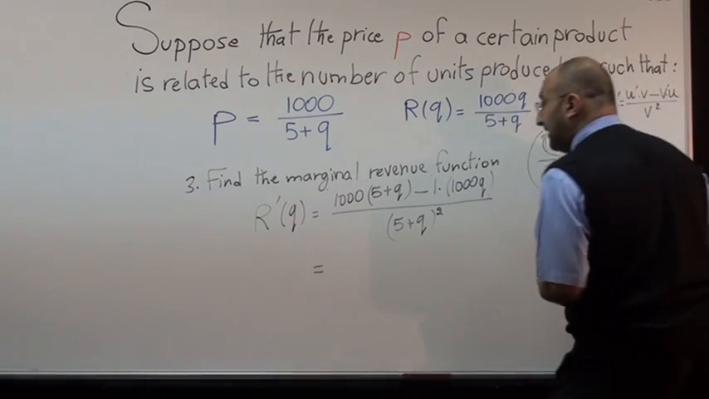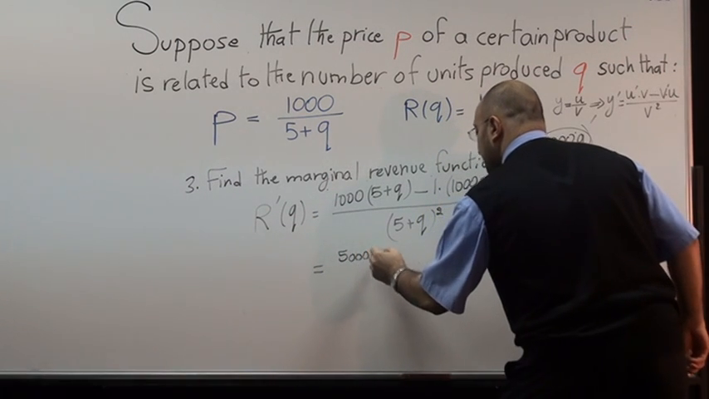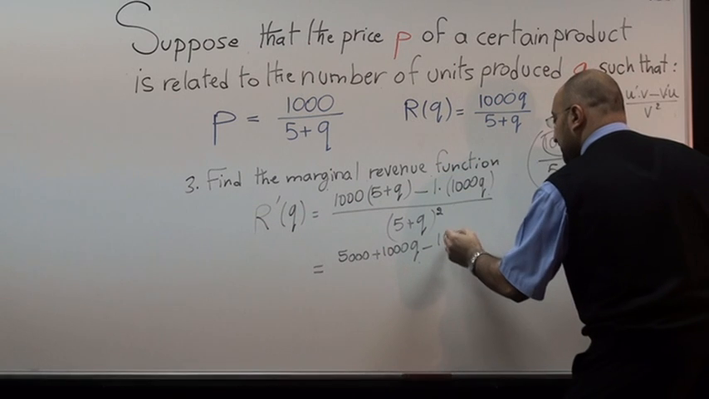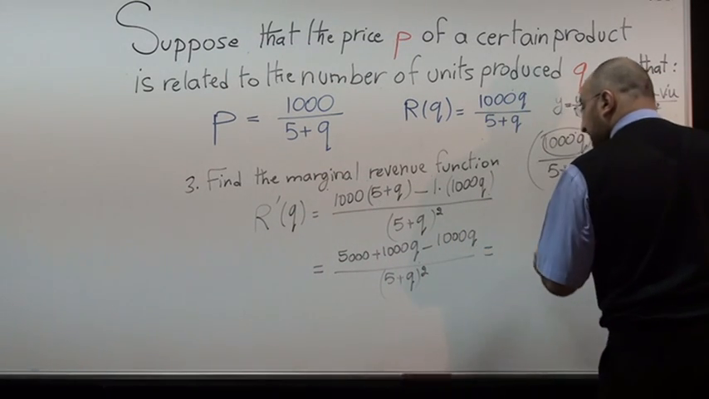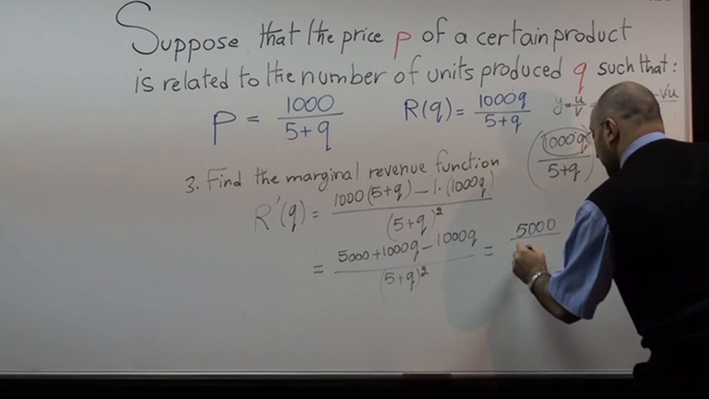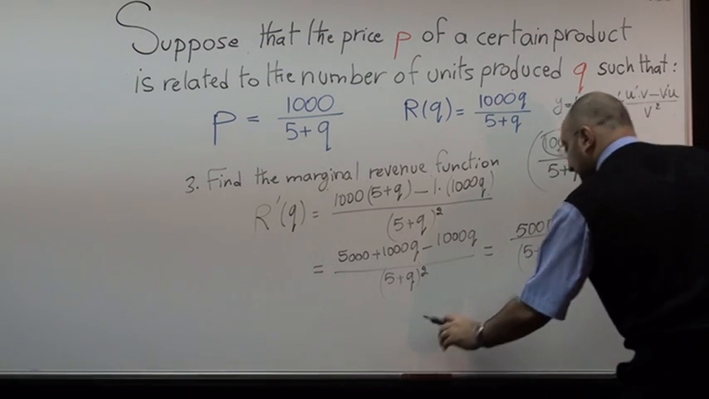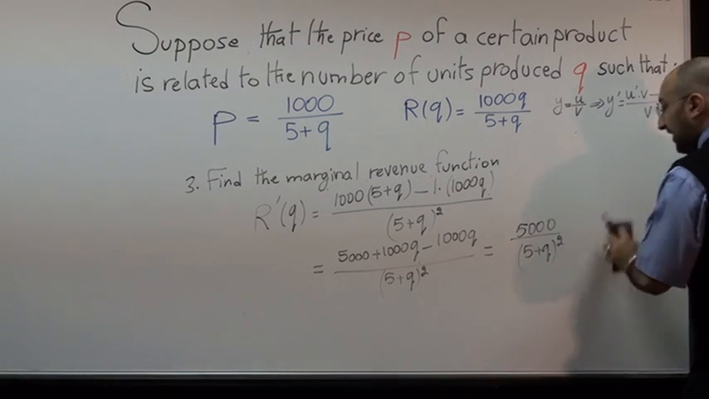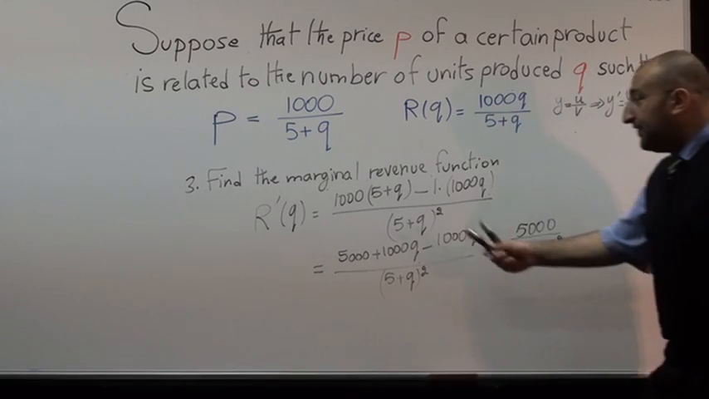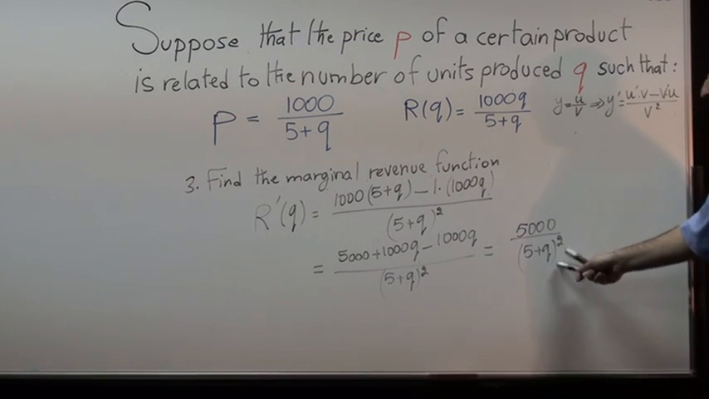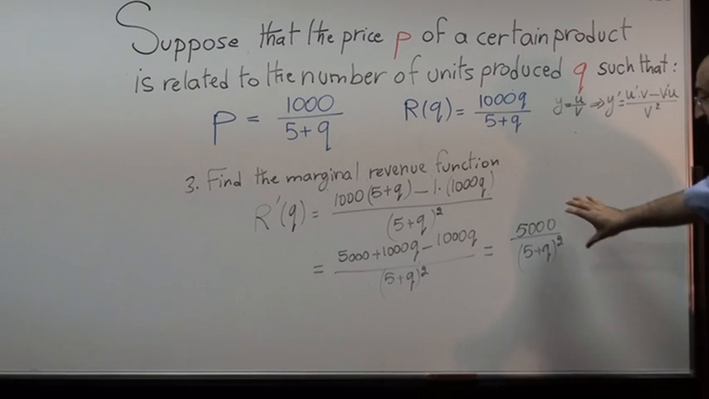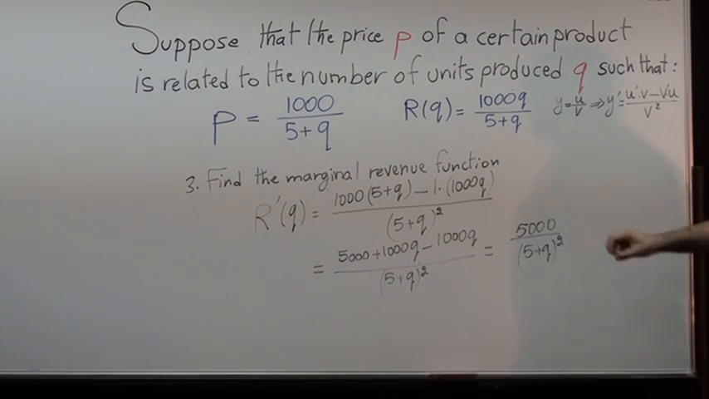A little bit of algebraic manipulation. 5000 plus 1000 Q minus 1000 Q over 5 plus Q squared is going to give me 5000 over 5 plus Q, all of it squared. I want you to pause for a second and think about the following question. We just found the marginal revenue function R prime of Q. It turns out to be this expression, 5000 over 5 plus Q squared. Can you tell from this expression, R prime of Q, how does the revenue function change as Q changes? Pause, think, and come back in a few seconds.